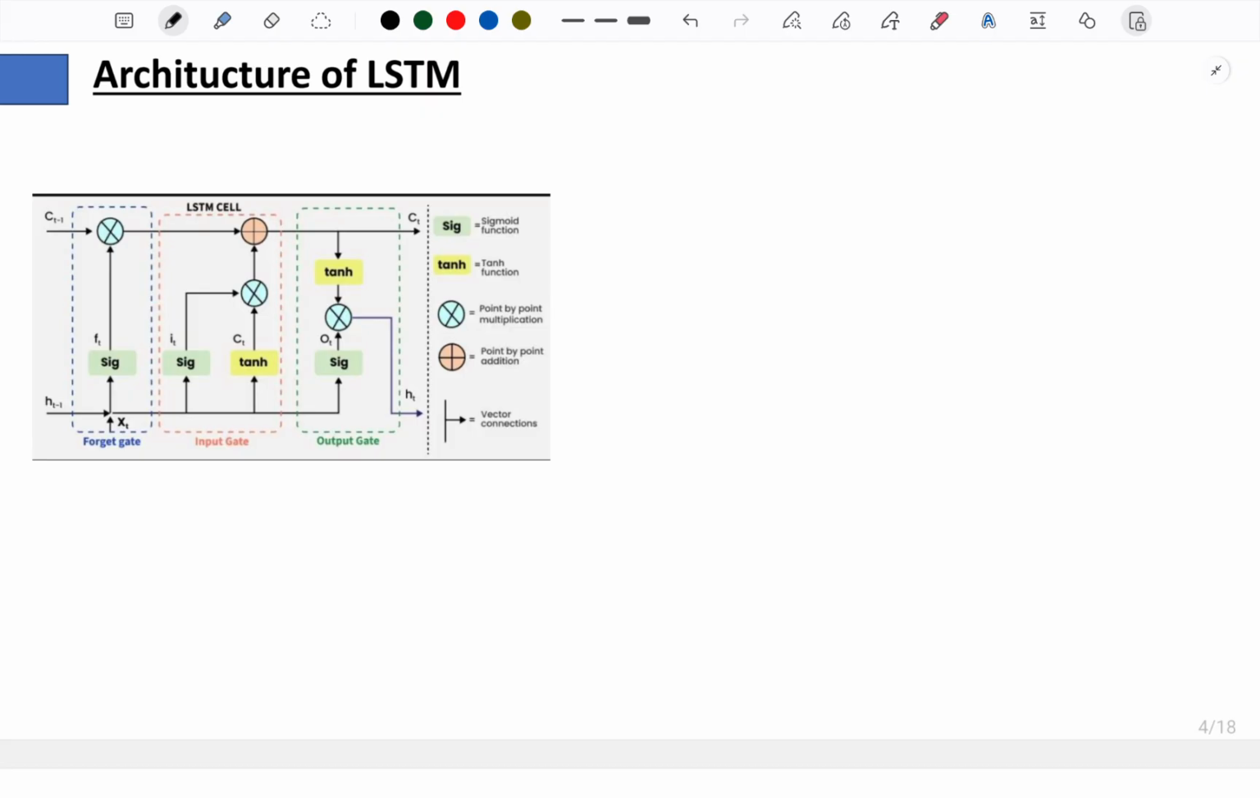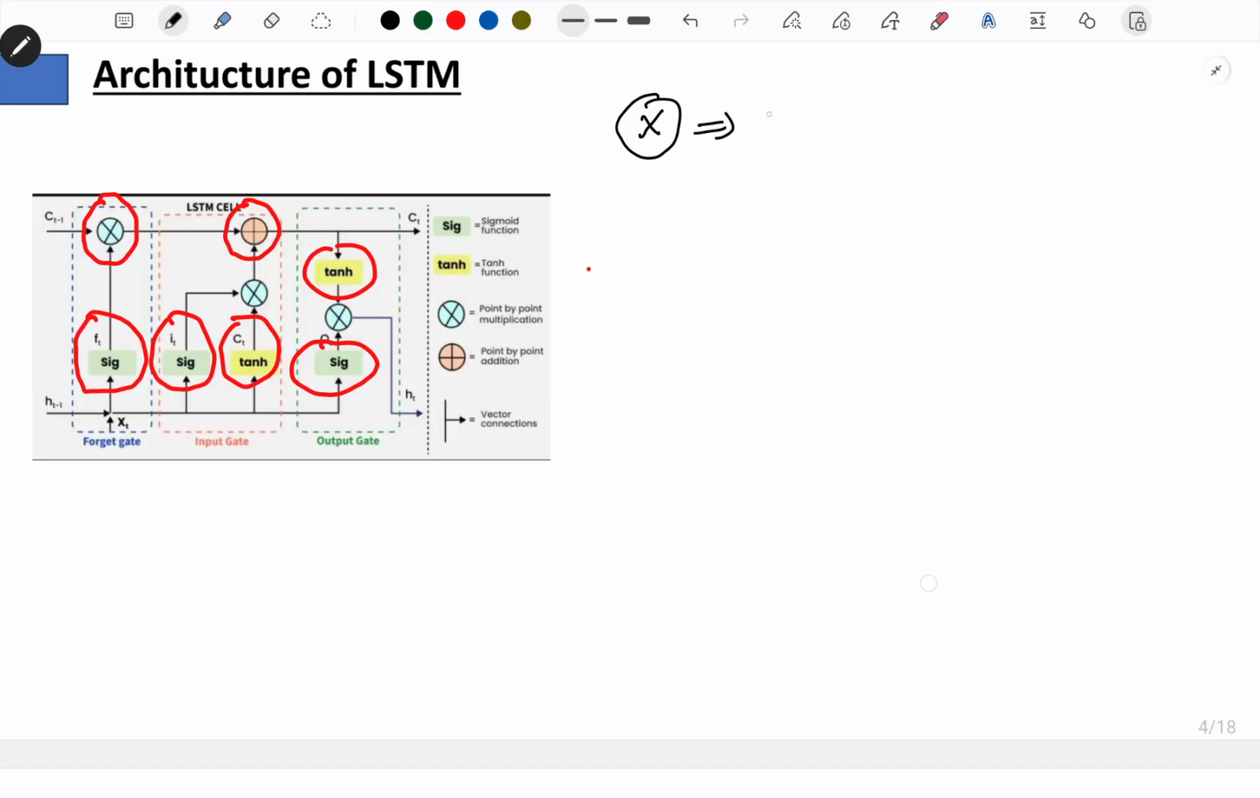Okay, now before understanding this whole thing, you have to understand the components of this particular architecture. So forget about this architecture. Whatever I am explaining right now, you can just remember these things. In this particular image, something is happening here, something is happening here, something is happening here. What are all these things? Let us understand them point by point. The first is a pointwise multiplication operation.